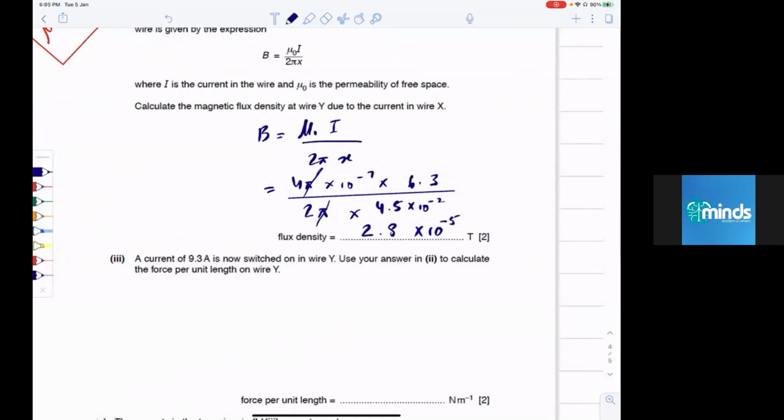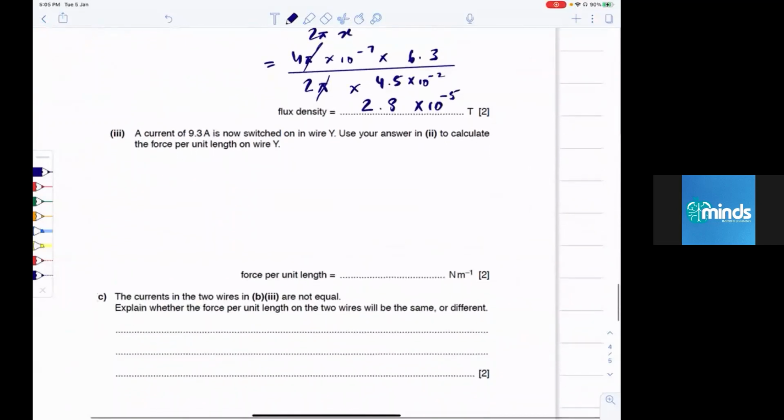Yes, sir, you're getting that. Okay, if all of you are getting this answer, now what is the next part? A current of 9.3 ampere is now switched on in wire Y. Use your answer to calculate force per unit length on wire Y.